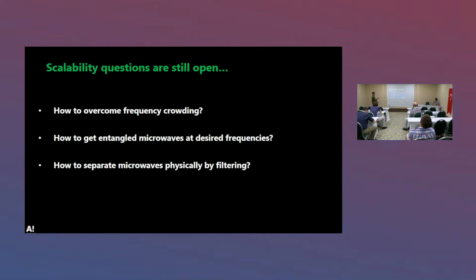our device works at 6 gigahertz. We can design another device that works at 5 gigahertz. But if you would like to get entangled photons at 4 and 8 gigahertz, it's a really interesting question: how to get them at desired frequencies. And then also how to separate them physically. Because for multiple applications, especially sensing, you would like to have them separated in space. And if you have them so dense, it is just impossible to design such narrow filters, so it is very challenging.